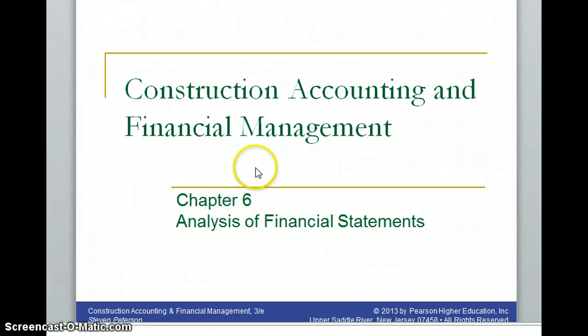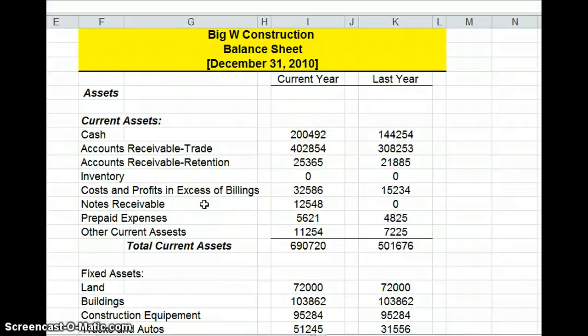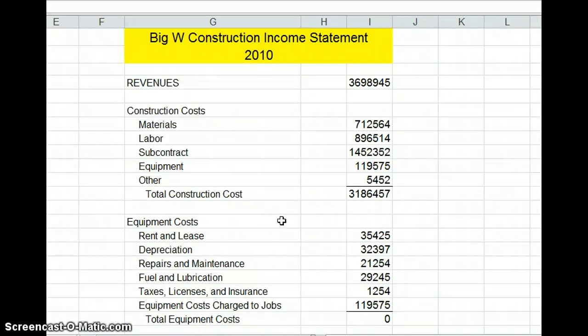Now that we know which are the two primary financial statements for the company, we can go a step further and analyze in more detail the current financial status of the company by reviewing the statements that we already know. For example, we can take a look at the balance sheet as well as the income statement of the construction company.